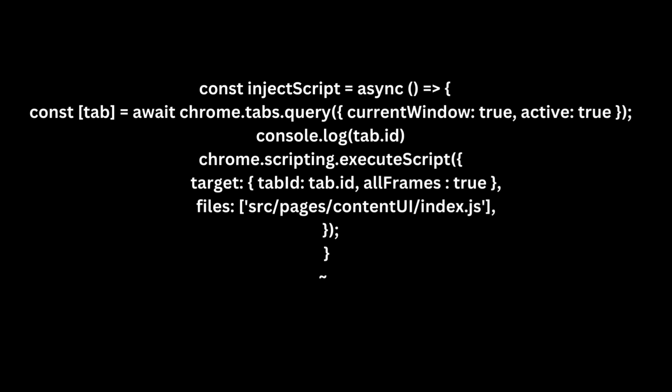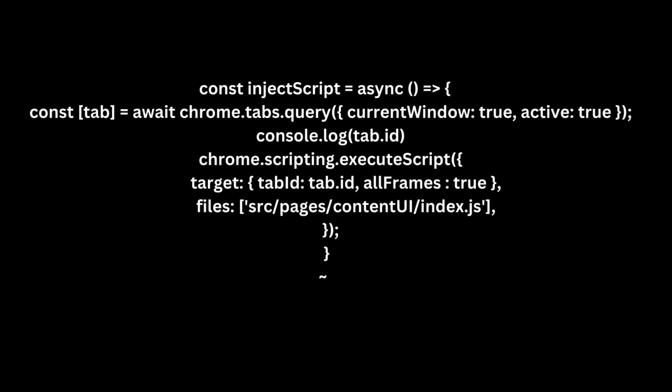This line queries the Chrome browser tabs to get information about the currently active tab in the current window. The chrome.tabs.query function is asynchronous and returns a promise. It resolves with an array of tabs that match the query criteria. In this case, currentWindow: true, active: true specifies that we want the active tab in the current window.